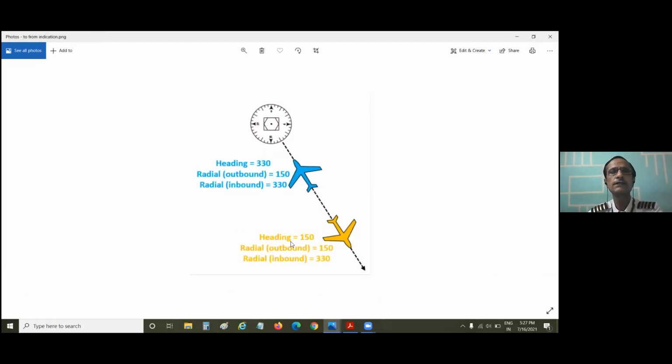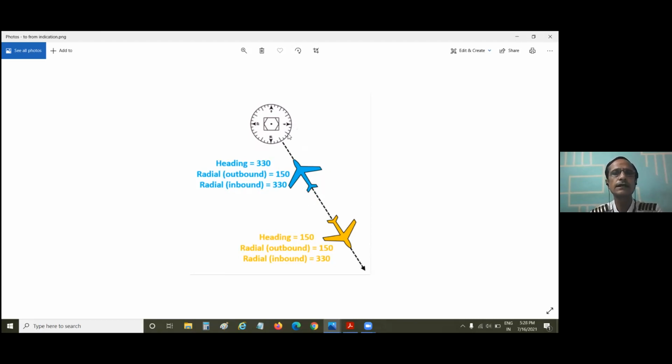Look at this. This was the VOR station, all 360 calibrations, and this was the magnetic north of the VOR, and this is 090, 180, 270, and in between all the calibrations are there, 001, 002, and all that. Now you see one aircraft is going towards the VOR station. It has taken some radial. So the inbound radial for this will be 330. Why 330? See, outbound is 150.